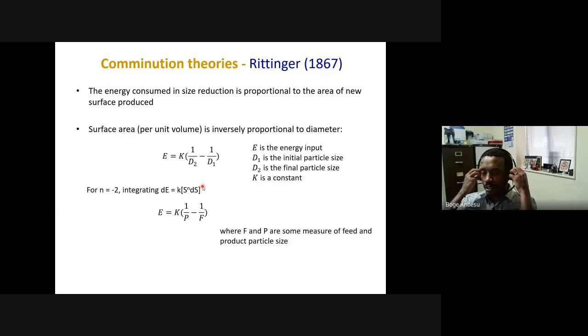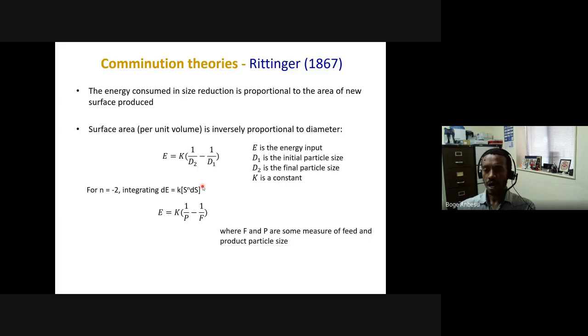Another theory was developed by Rittinger, as you can see, a while back. And in Rittinger's equation, it was stated that the energy consumed in size reduction is proportional to the area of new surface that you have produced. So earlier, if you remember, we talked about energy is related to surface area. So that's what this one comes from.